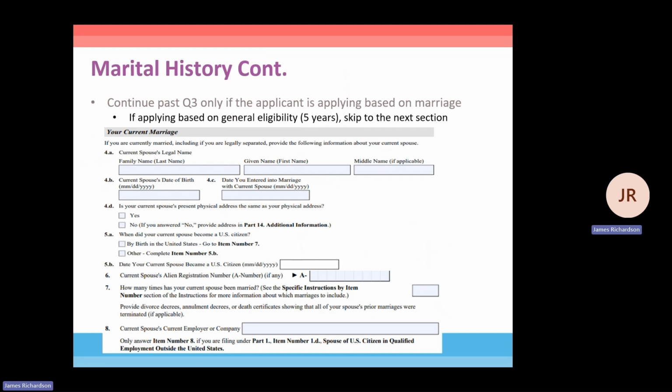So when did your spouse become a citizen? Or excuse me, how did they become a citizen? And then when did they become a citizen? All of that information we'll need to fill out for USCIS. And if you have any questions about that, or the applicant doesn't maybe know all this information off the top of their head, feel free to flag one of us down.